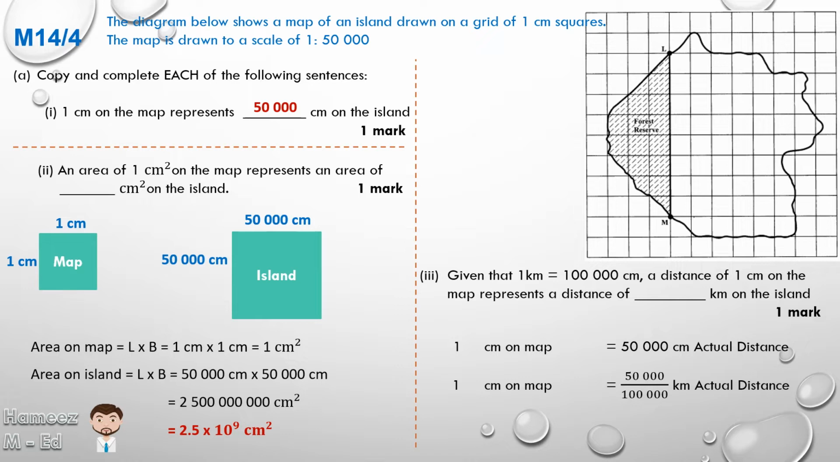We can use our calculators and solve for this, or of course we can cancel the zeros. We have 4 zeros on top, we'll cancel with 4 zeros below. We're left with 5 over 10, which is 0.5. So 1 cm on the map is equal to 0.5 kilometers on the island in actual distance.